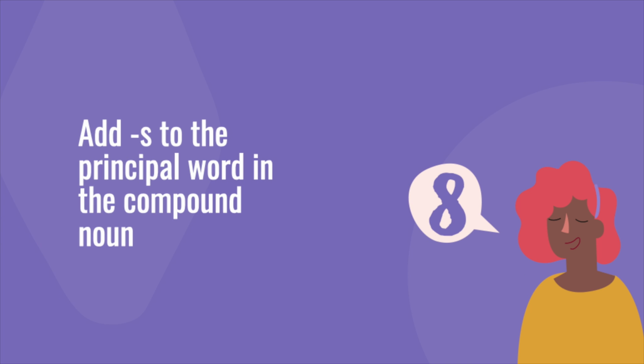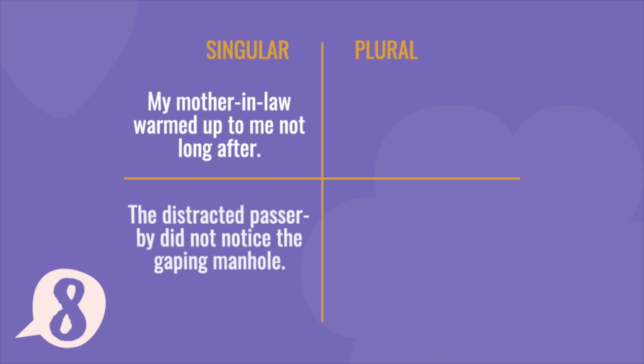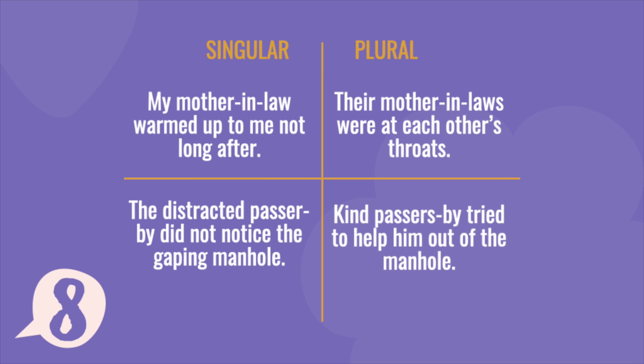Forming the plural of compound nouns also has a couple of rules. Rule number 8. For the vast majority of compound nouns, the plural is formed by adding s to the principal word or the most important word in the compound noun. Mother-in-law becomes mothers-in-law, and passerby becomes passers-by.